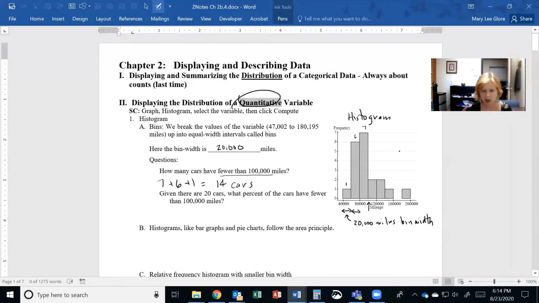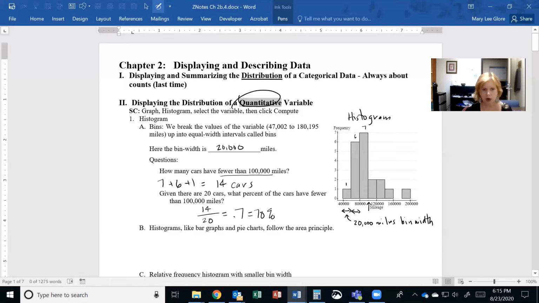All right, so there were 20 cars in my list of hybrids. So what is the percent or the proportion of cars that have fewer than 100,000 miles? So again, in order to get a proportion, I'm going to take a count divided by a total count. So here, 14 cars is my count of cars that get fewer than 100,000 miles. 20 cars is my total count. So this percentage that I'm looking for is going to be 14 divided by the total. And that actually equals 0.7, which is 70%. So 70% of the cars get fewer than 100,000 miles.